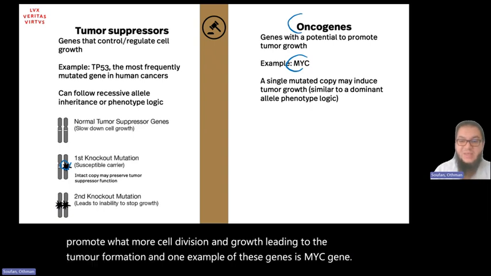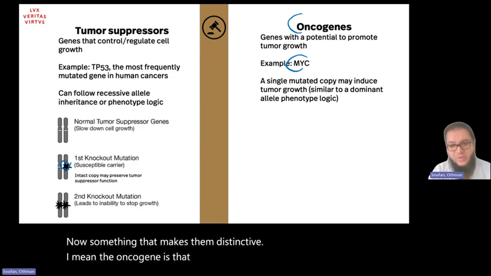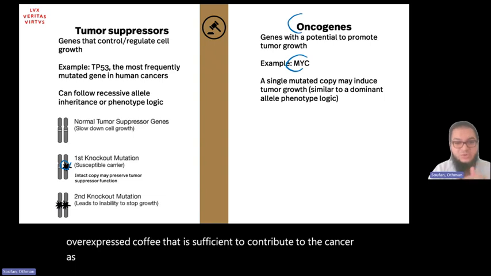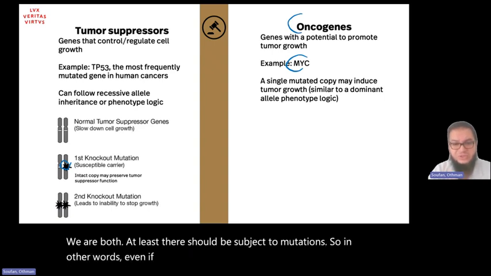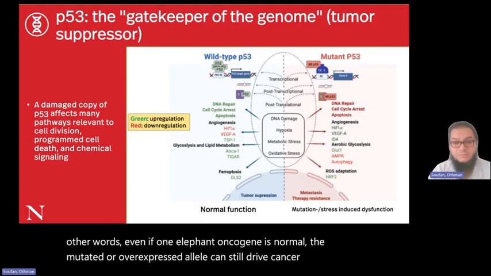Now, something that makes oncogenes distinctive is that a single mutated or overexpressed copy is sufficient to contribute to cancer, as compared to tumor suppressors, where both alleles should be subject to mutations. In other words, even if one allele of an oncogene is normal, the mutated or overexpressed allele can still drive cancer development.